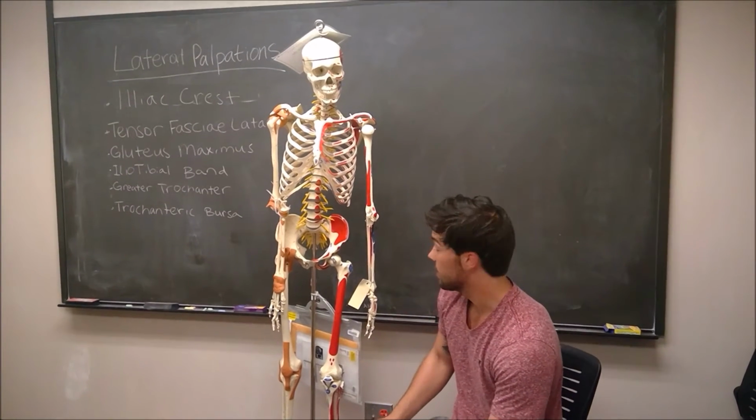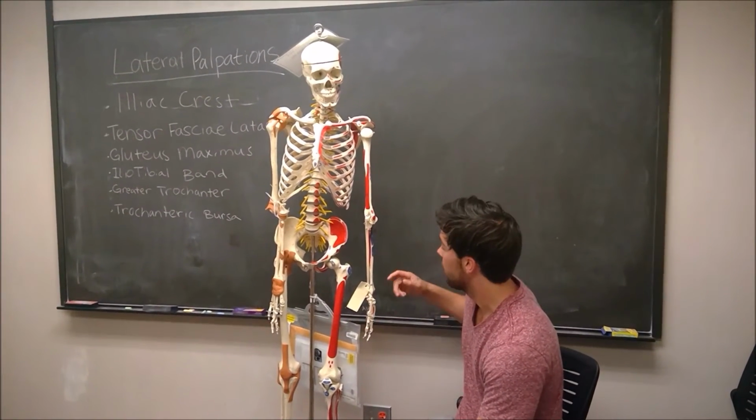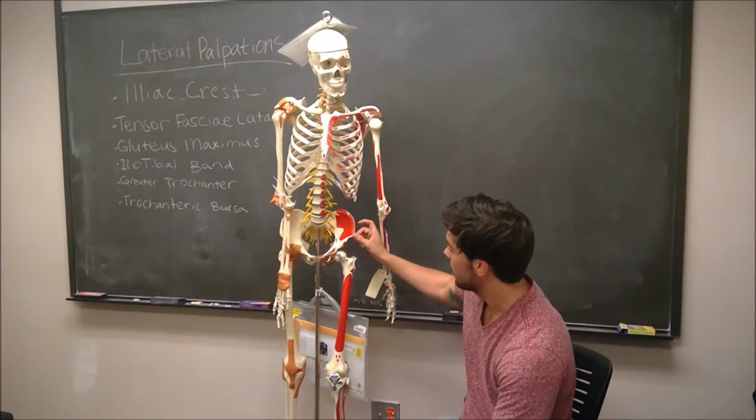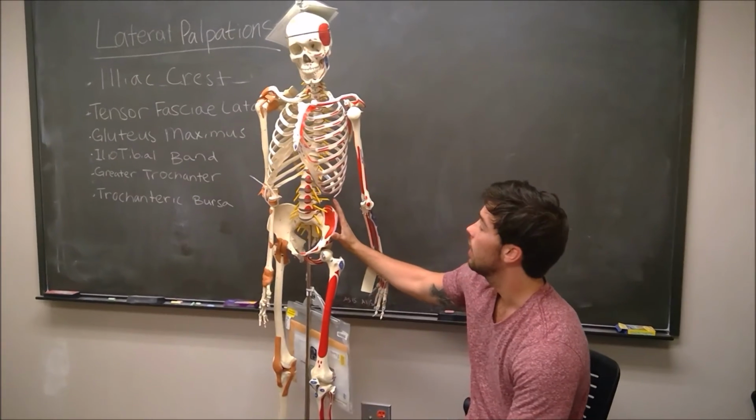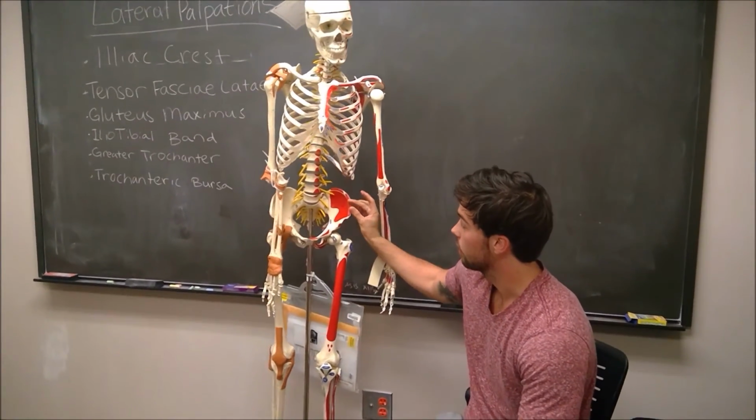First off is the iliac crest. It can be found by finding the ASIS, which is right here, and the PSIS, which is on the back side, and running your fingers along the crest.